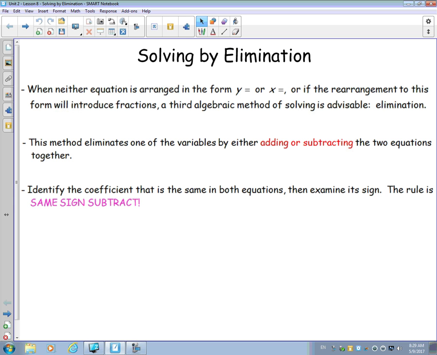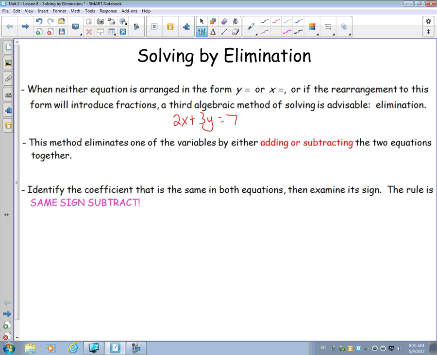We call this elimination. We use this method when the equations are not rearranged so that they have a letter by itself. You don't have y equals or x equals. And if you were to try and do that, you create fractions or decimals. So generally, all of our equations are going to be in some sort of order, like 2x plus 3y equals, I don't know, 7. So you'd end up with decimals if you're trying to get the x by itself, or fractions if you're trying to get the y by itself.